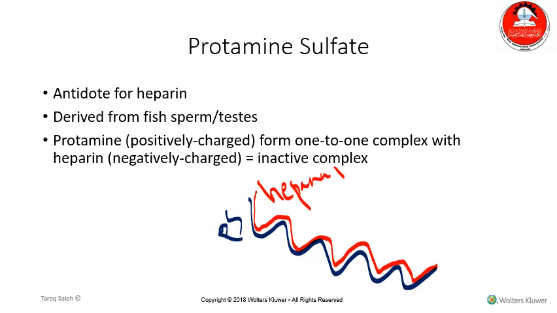Binding of protamine sulfate to heparin results in a neutralization of heparin, especially that protamine sulfate is positively charged while heparin is negatively charged. Okay, so you will form an inactive complex. Remember, a very important information is that protamine sulfate has to be administered very slowly because itself it has a weak anticoagulant activity. So you only want it to neutralize heparin.